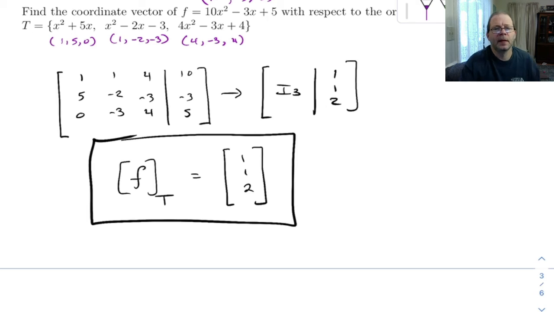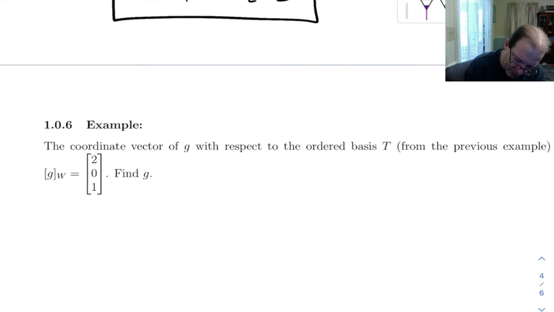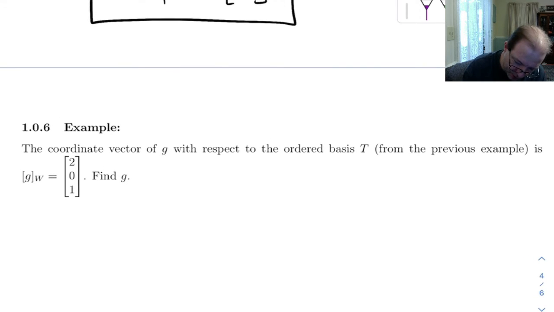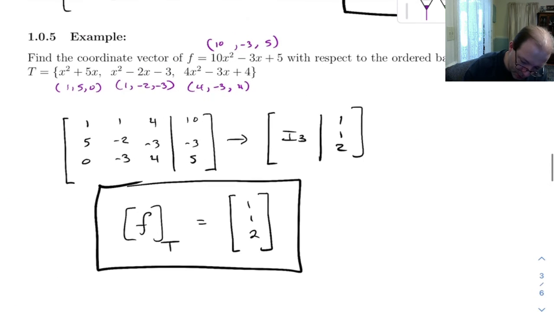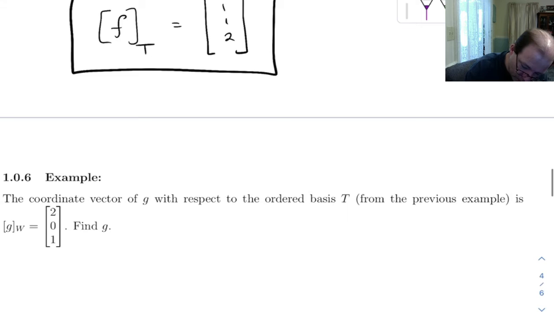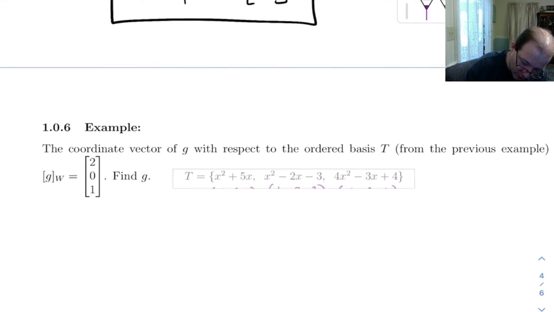All right. Let's see. We've got one more example here. The coordinate vector of g with respect to the ordered basis T from the last example is (2, 0, 1). Find g. Okay, I'm going to just come back up here and copy this and paste. All right, so what we've got here is 2, 0, 1.